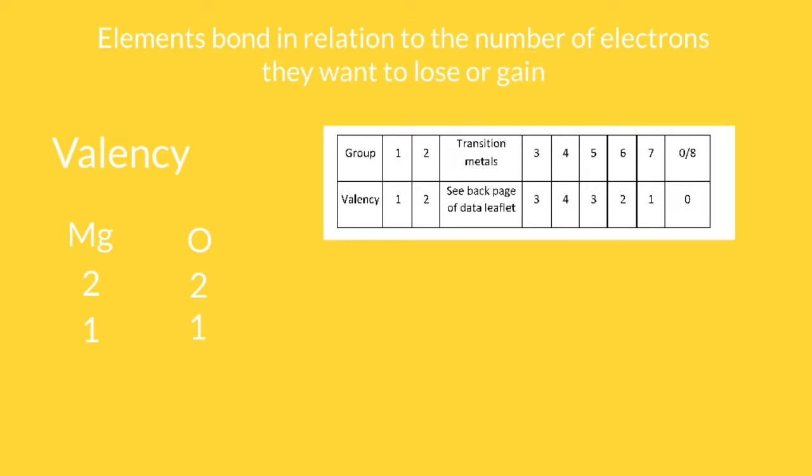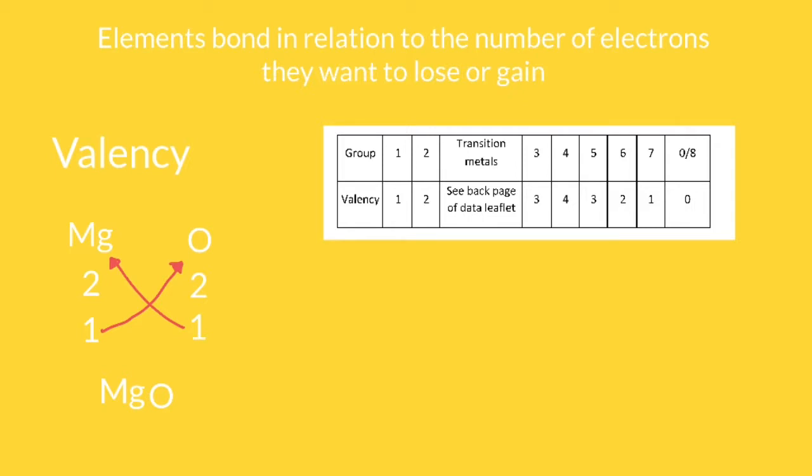Lastly then, we want to cross over those valencies to tell us how many atoms of each element we need. So we're going to want 1 magnesium and we're going to want 1 oxygen. So my formula for magnesium oxide will be MgO, where I have 1 magnesium and 1 oxygen.